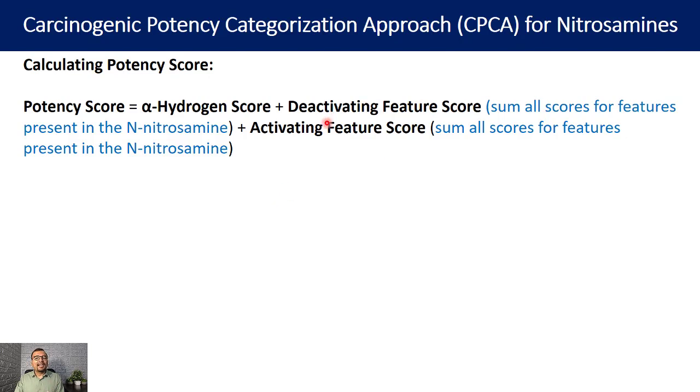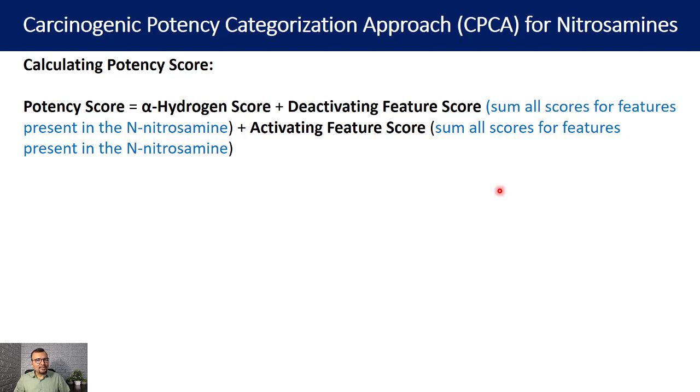Now there is the deactivating feature score. What does deactivating mean? It is actually going to decrease the potency of your nitrosamine. There are certain functional groups, like the presence of hydroxyl functional groups on the beta carbon, that reduce the potency of the nitrosamine. That is deactivating the potency of the nitrosamine. Deactivating stands for reducing the potency of the nitrosamine.